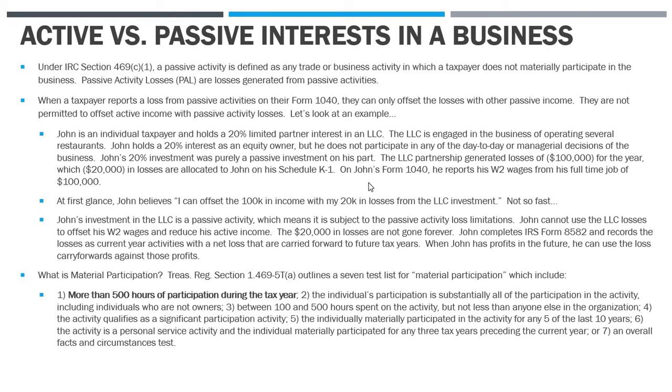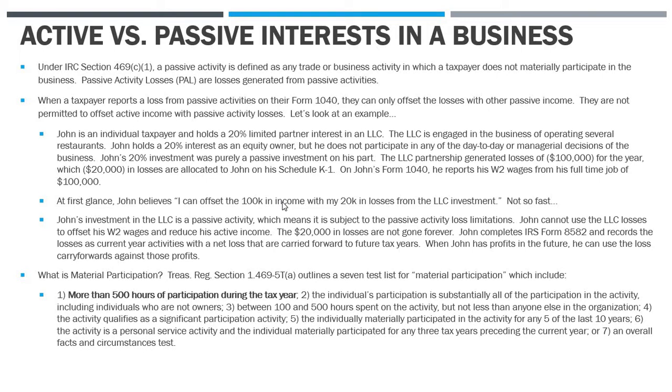So when John looks at this, he thinks, okay, well, this is great. I have $20,000 in losses. I can just deduct that. The loss passes through. It offsets my $100K in W-2 wages. So now I have taxable income of $80,000, which means I have a lower tax bill. That is not how this works.